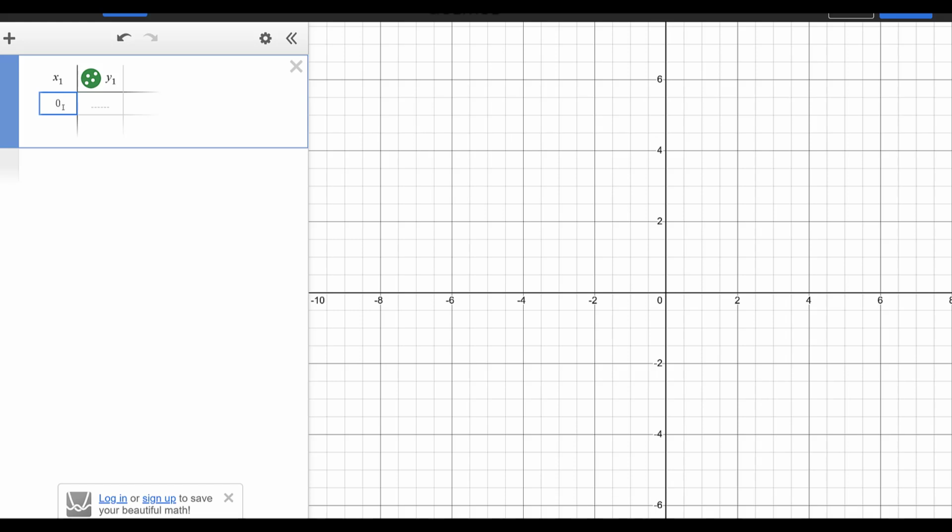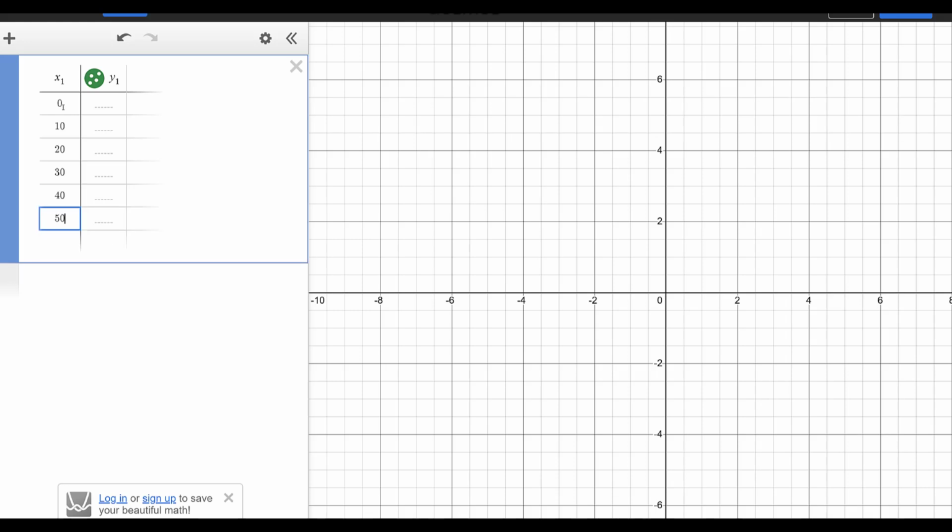So we have 0, and then it goes by tens, 10, 20, 30, 40, and 50. And then our population starts out at 8,100. Then it goes to 4,200. It cuts in half. Wow. Then it goes to 3,580. And then it goes to 2,927. 1,582. And finally 894.